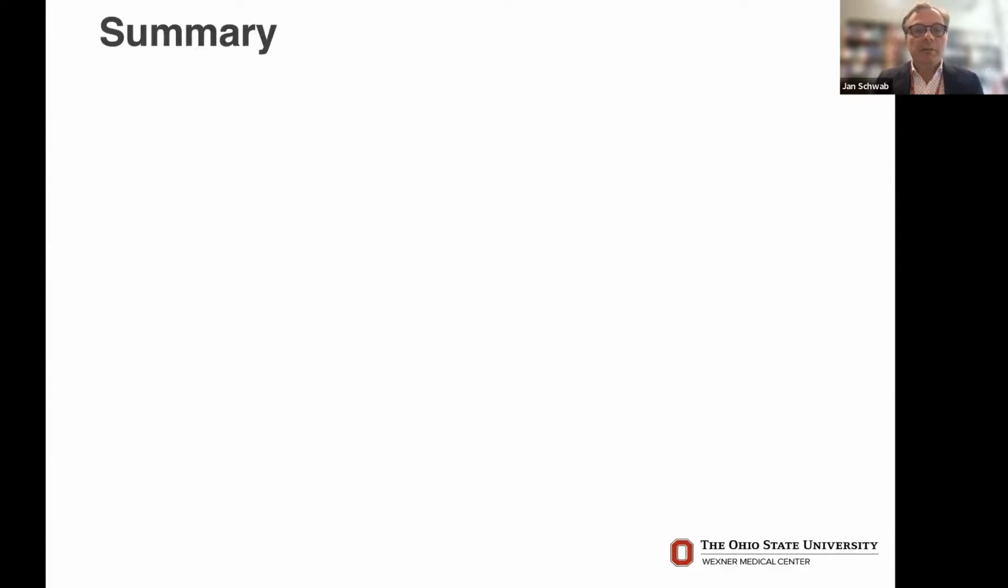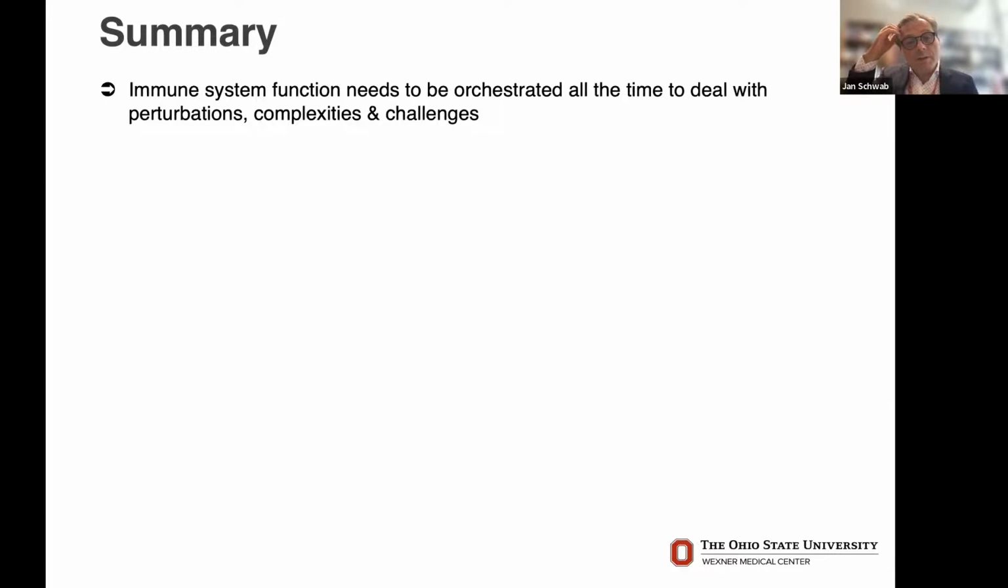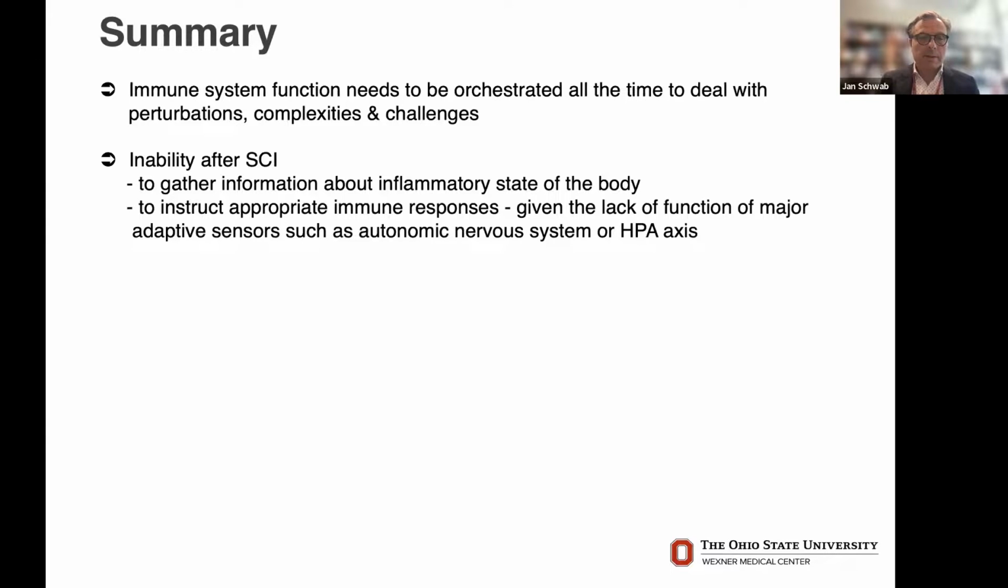So finally, I would like to summarize. The immune system function needs to be orchestrated all the time to deal with perturbations, complexities, and associated challenges. And this is not possible to the same degree after a spinal cord injury. It's not possible anymore to gather information about the inflammatory state of the rest of the body. Also, it's not possible to instruct appropriate immune responses in time, given the lack of function of major adaptive sensor systems, such as the autonomic nervous system or the HPA axis.